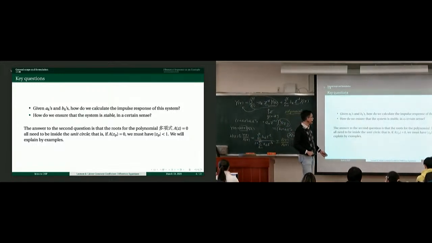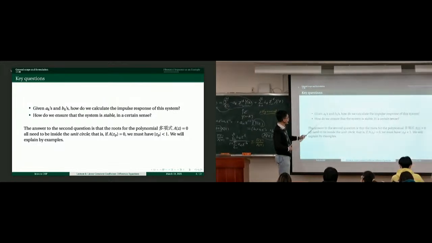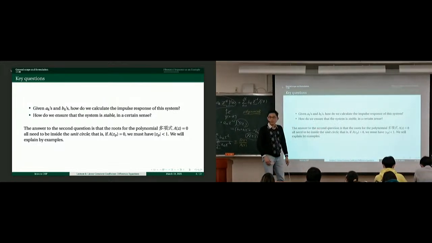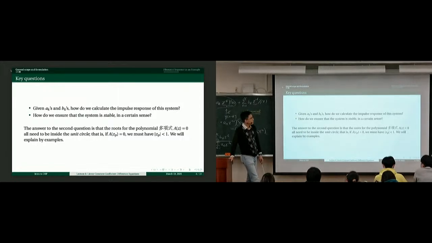And there's a second issue. Sometimes we worry that the system is not stable. You give a delta function, then the response explodes. It could happen in the Fibonacci series. It doesn't converge, right? So then how do we ensure the system is stable? And in what sense? This is one issue that we need to touch base on.